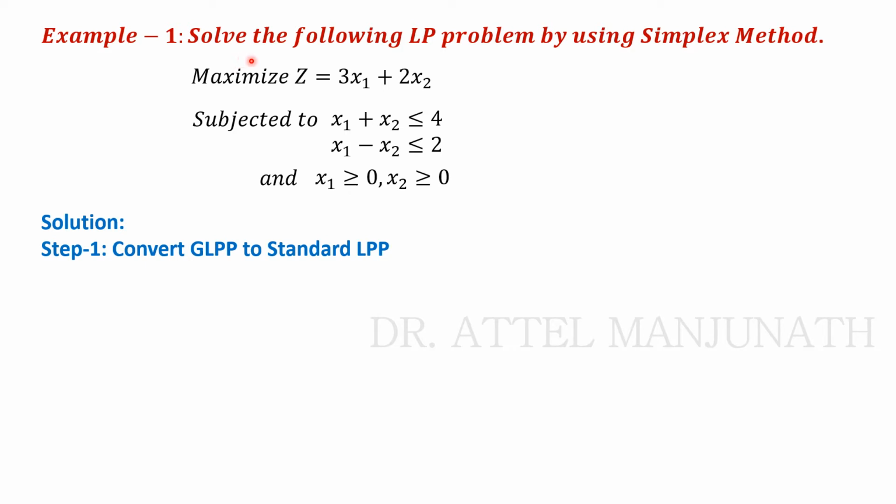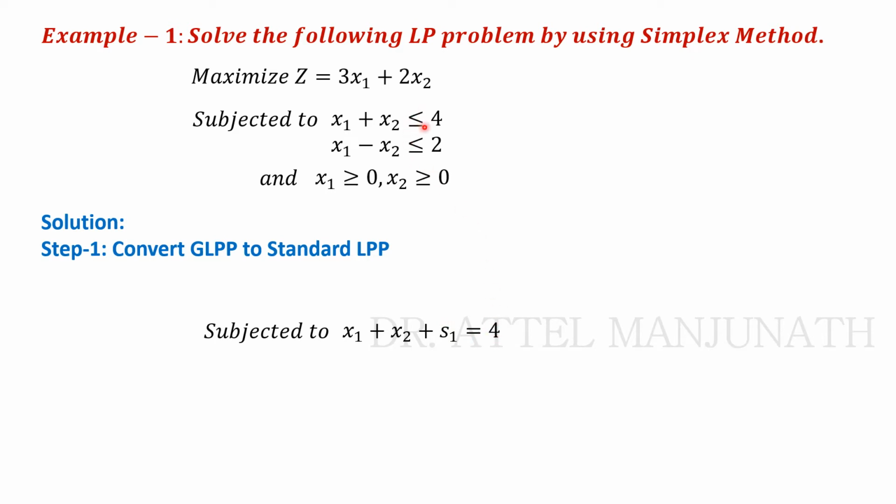Now for any given linear programming problem, there are varieties of methods to solve it. Here is one method, called the simplex method. In the simplex method, the first step is to convert the general linear programming problem, whatever is given, into a standard linear programming problem. To convert that, first we take the constraint equation: x1 + x2 + s1, which we have added, equal to 4.